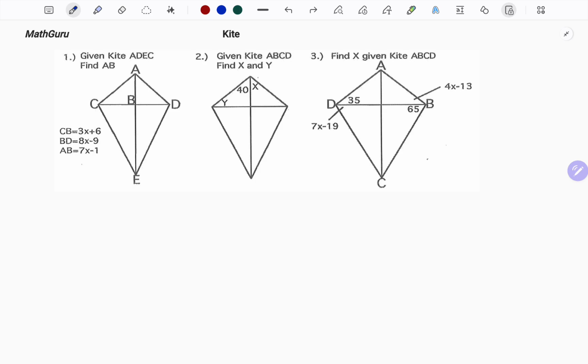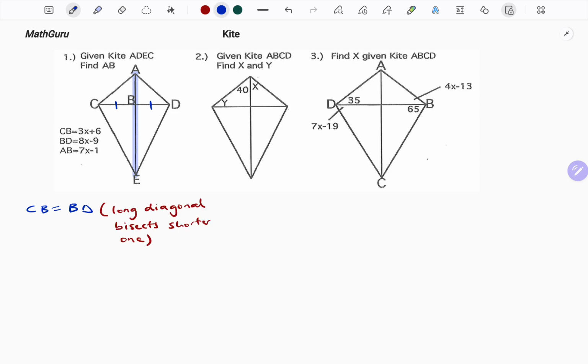The first question says, given the kite ADEC, find AB. So given the various dimensions as shown, I can start by stating that the line CB is equal to the line BD. The reason being that one of the properties of a kite states that the long diagonal, in this case AE, bisects the shorter one. So therefore, CB will be equal to BD.